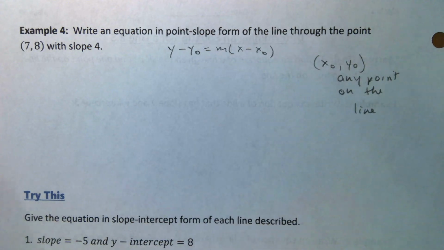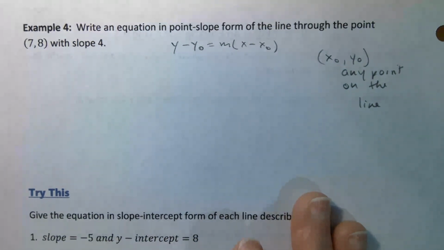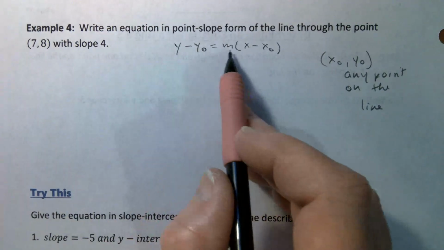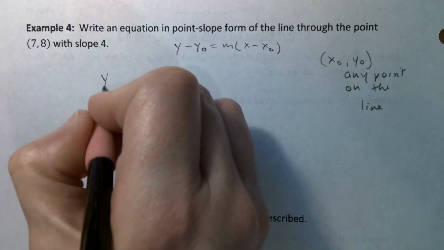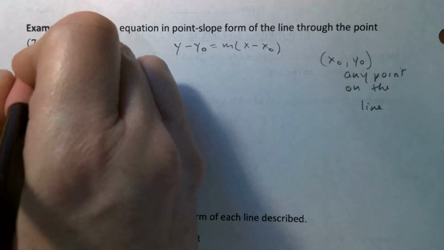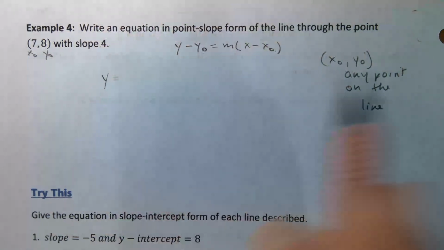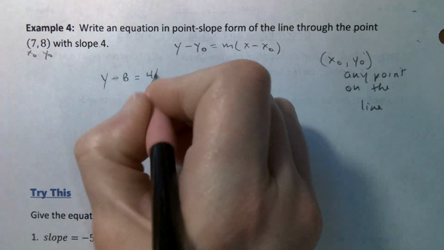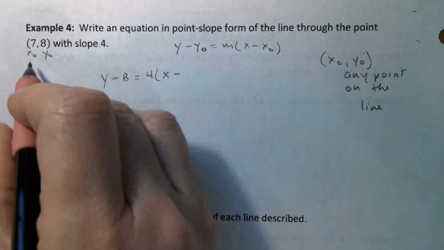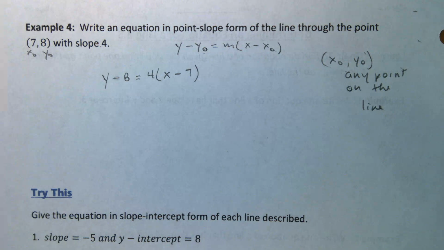Okay, so if I want to write an equation in point-slope form, it's going to look a little bit different than slope-intercept form. What I need is to know the slope and 1 point. So here I have the slope and I have 1 point. So if this is x sub 0, y sub 0, my y sub 0 is 8. So it's just y minus 8 is equal to, my slope is 4 and my x sub 0 is 7.